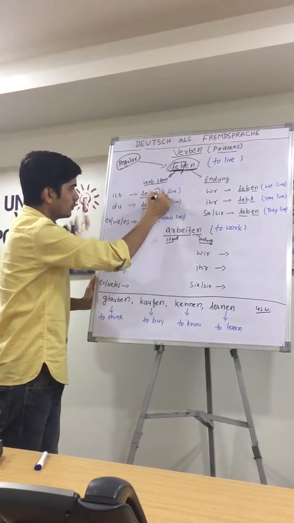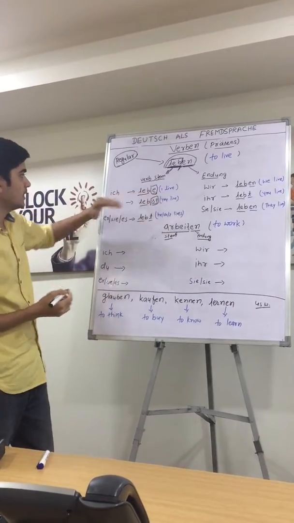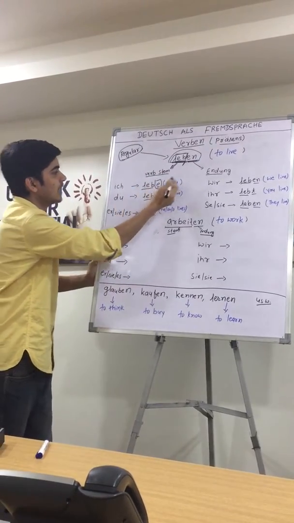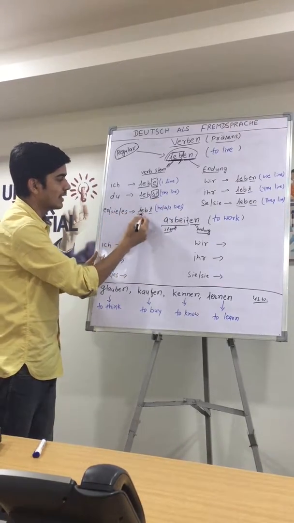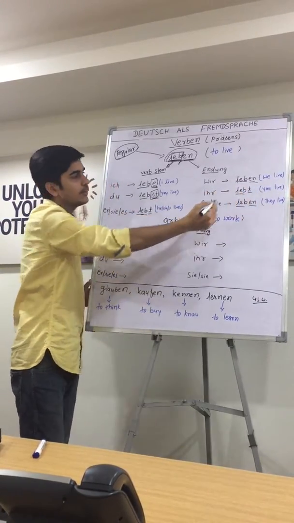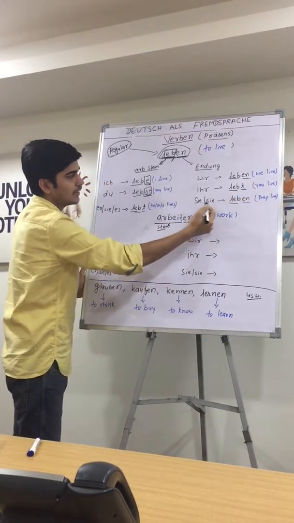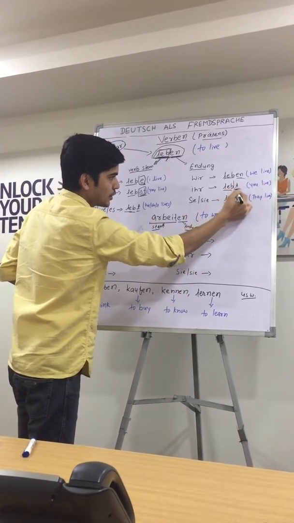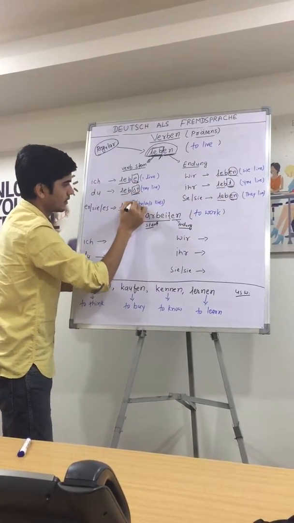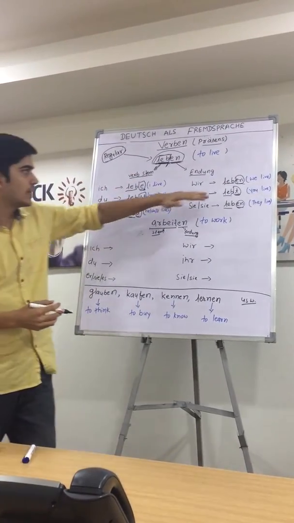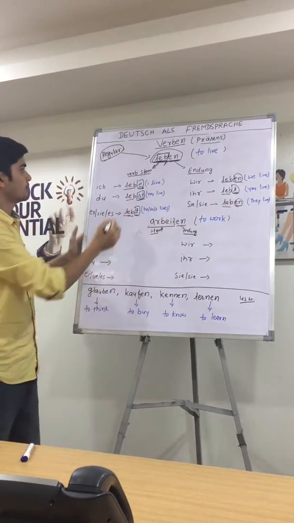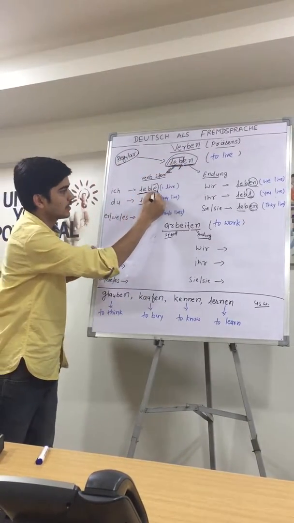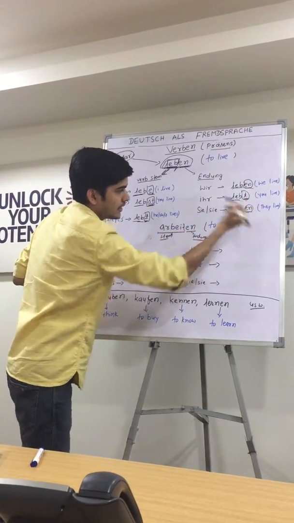This is the rule where we put the ending, that is E in the case of ich, we put E just after leb. So it is ich lebe, du lebst, er sie es lebt, wir leben, ihr lebt, sie leben. We live, you live, they live. So we just need to remember these endings: E, ST, T, EN, T, EN. And we take the stem of any verb, like leb, and we just put this E, ST, T, EN, T, EN.